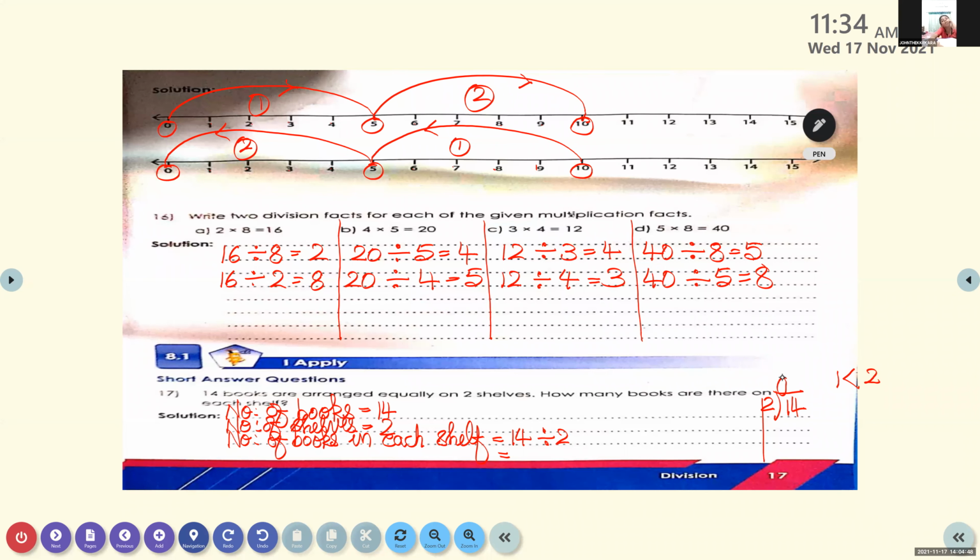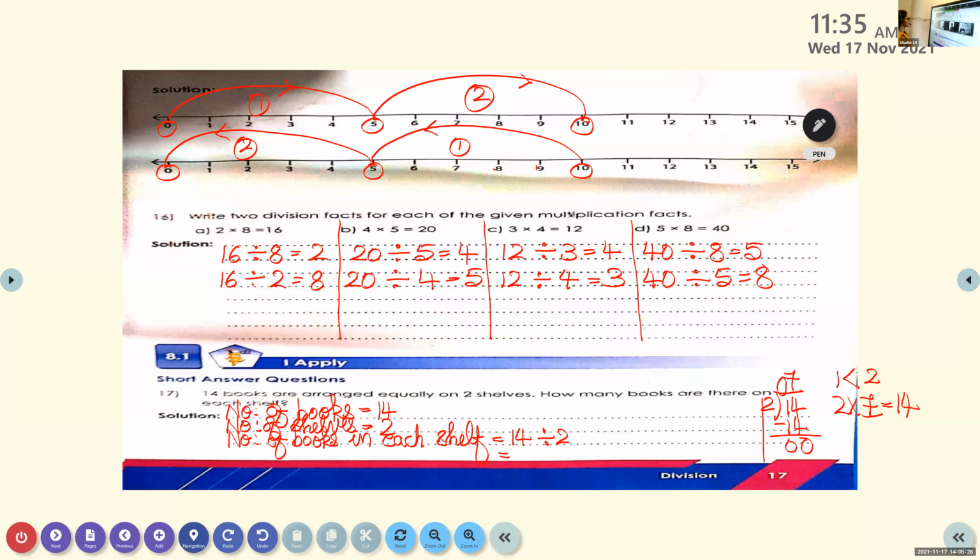And if you want, you can write the tables or just check whether 14 is there in the table of 2 or not. 7 2s are 14. Okay, 14 is there in the table of 2. 2 into 7 is 14. So write that 7 on the top. 14 will come down here. Subtract it. So what is the final answer, John?